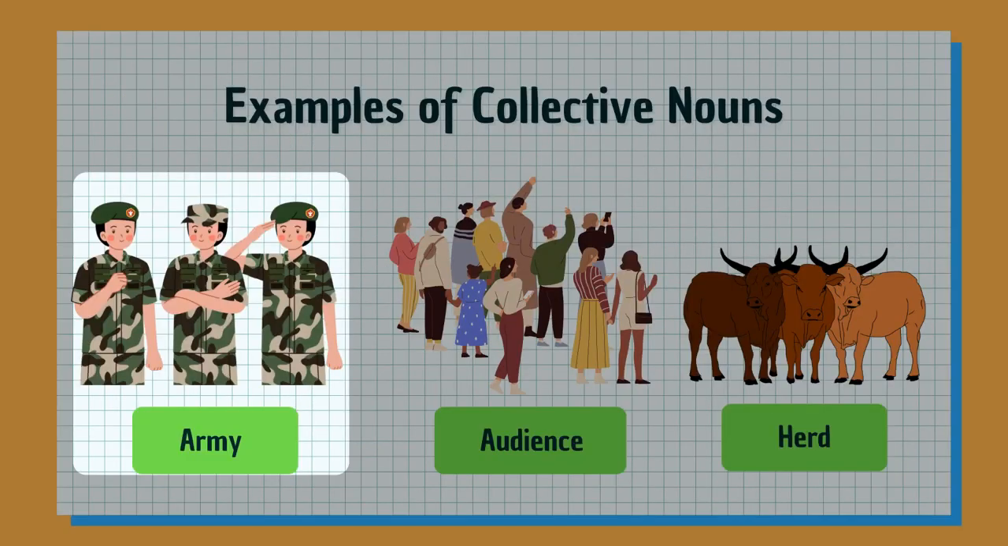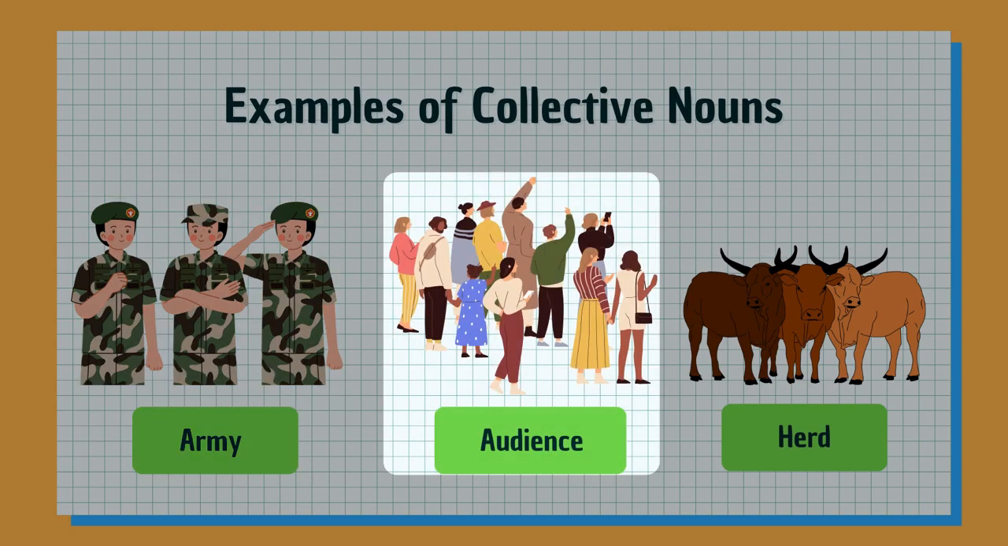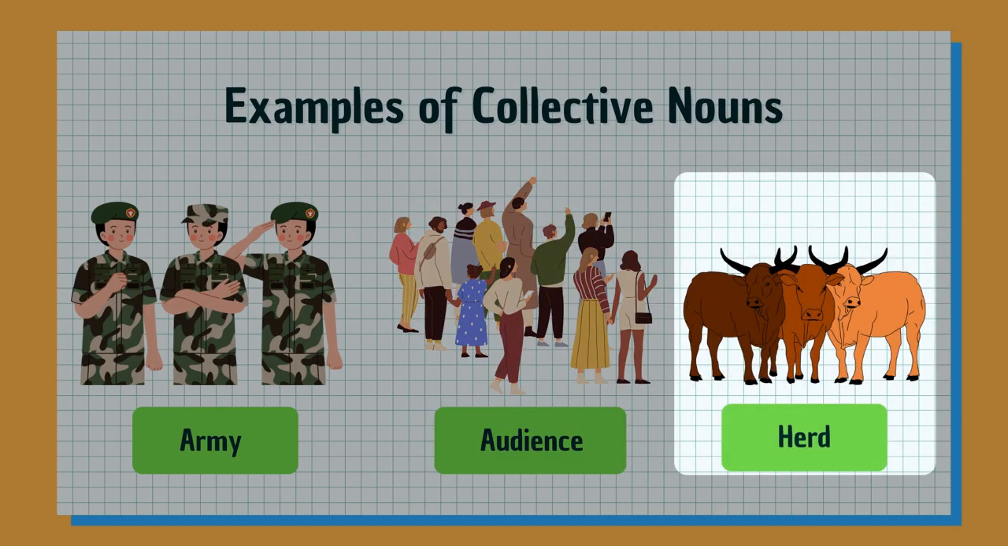For example, army, this is a collective noun that names a group of soldiers or military personnel. Audience, this is a collective noun that names a group of people who watch or listen to a performance or a speech. Herd, this is a collective noun that names a group of animals of the same kind that live or move together, such as cows, sheep, elephants, etc.